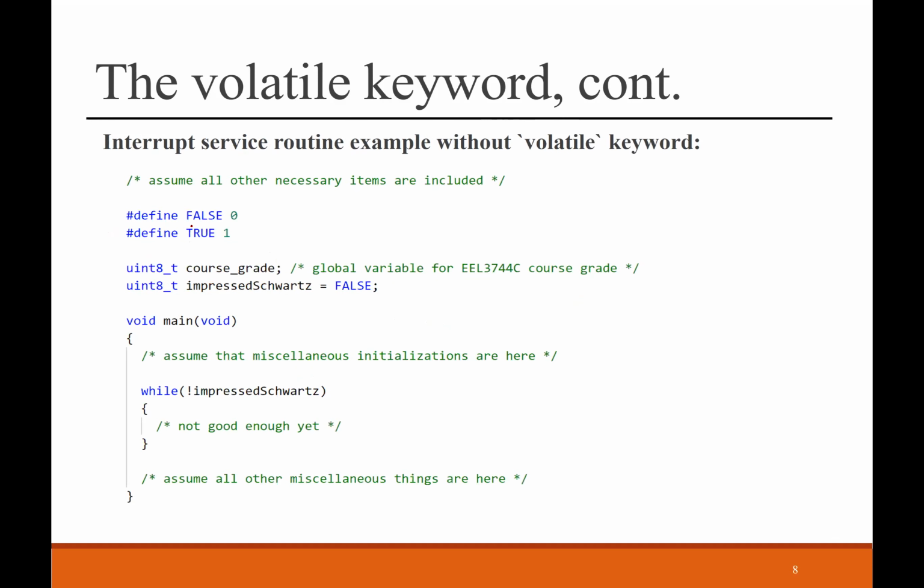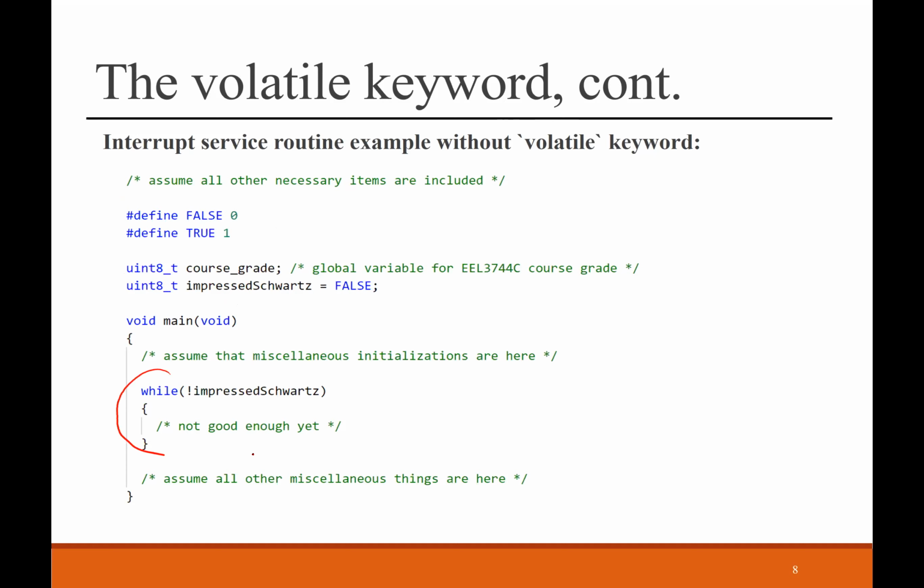Okay, next step. So here's another example, and I didn't write this one. Wes and Chris, or Roz, and I forgot the other guy's name, wrote this originally. I think this was actually Wes and Chris. So they defined false and true to be 0 and 1. Then they have two unsigned ints. One's called course grade, and one's called impress Schwartz, which is either true or false. So how do you impress me? Well, you do well in the class.